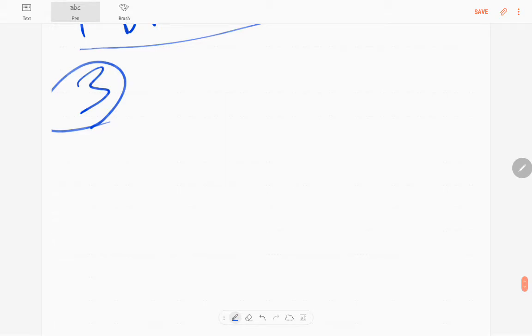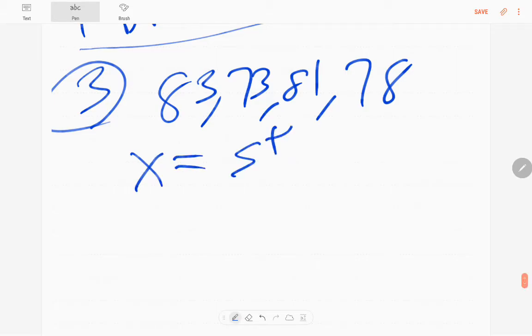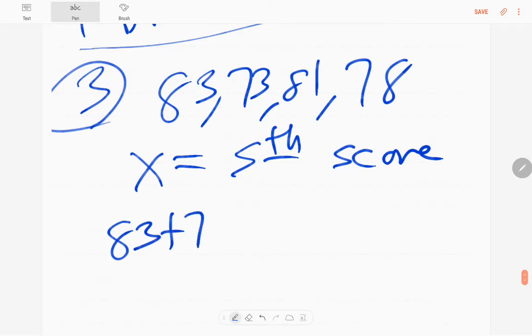To get a B in math, Alexandria Pappas must average 80 on 5 tests. And here are her first 4 test scores. What is the lowest score that you can get on the last test and still get a B? Well, let's let X be the 5th test score. The average of all 5 tests will be this.